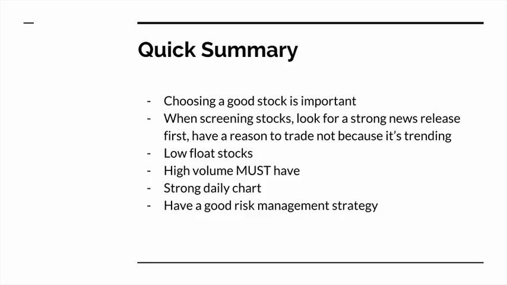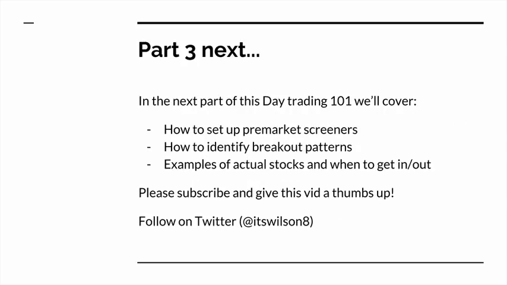The next indicator is make sure you always have a low float stock. High volume is a must have. Look at the charts. Make sure the trending is good. There's not that many resistance. It's a high moving chart. The price point's always moving, and make sure you have that good risk management strategy, as I just mentioned in the previous slide. So next up in part 3, I will be going over how to set up your pre-market screeners so you can identify the best stocks to pick for that day.